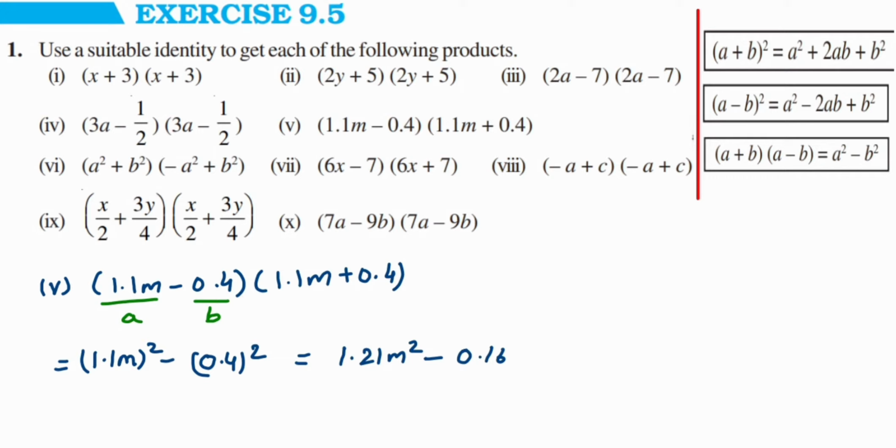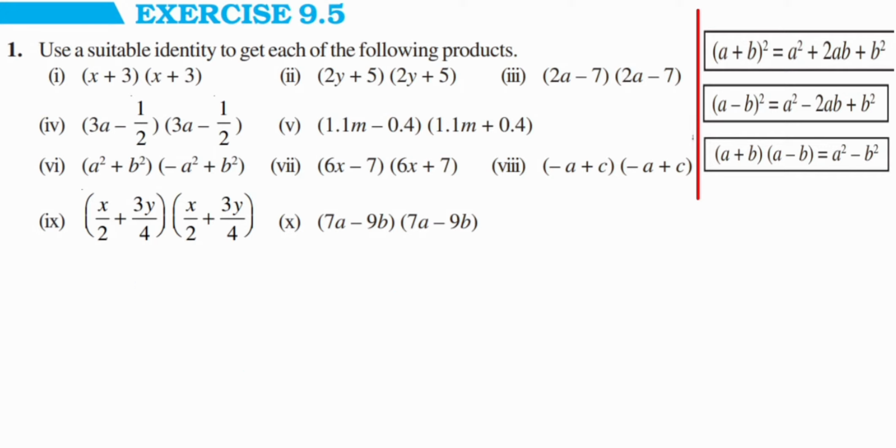Now we'll move on to the sixth question. Okay, the sixth question is (a square + b square) into (−a square + b square). Now if you see here, we cannot use the first identity because there's a minus a square here; though they are plus and plus, minus a square is there, so we cannot apply the first identity.